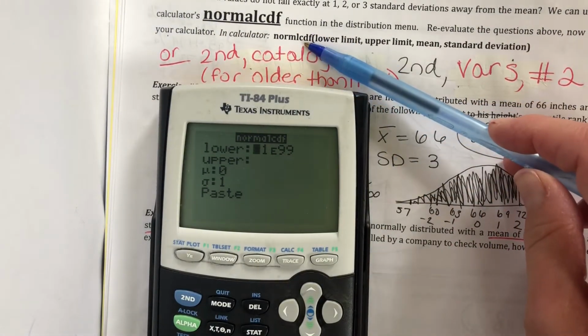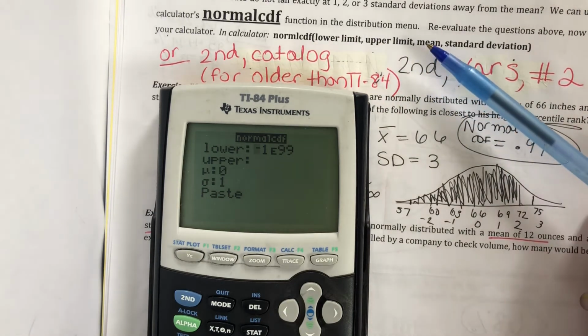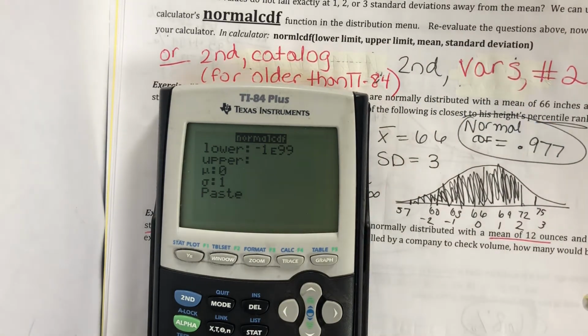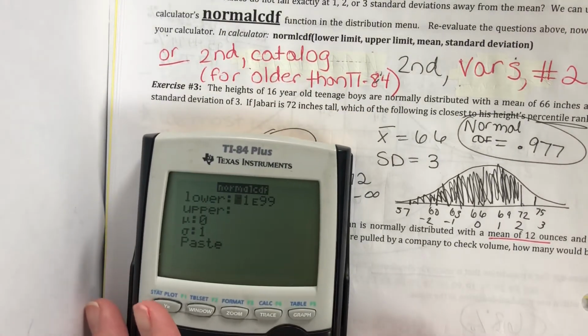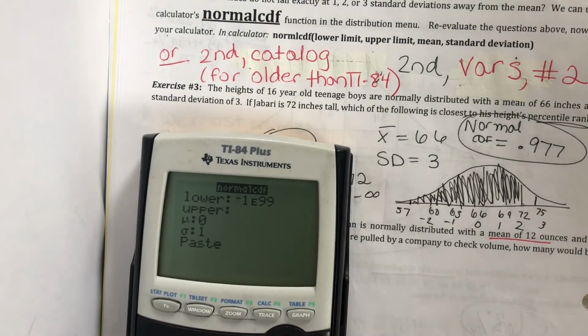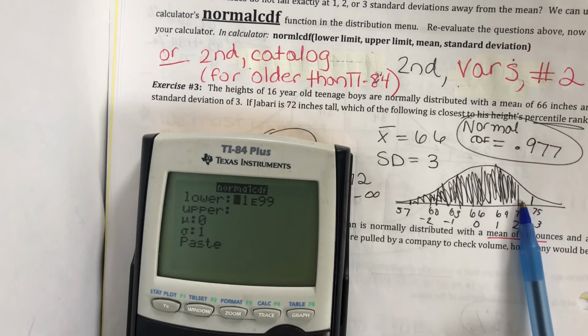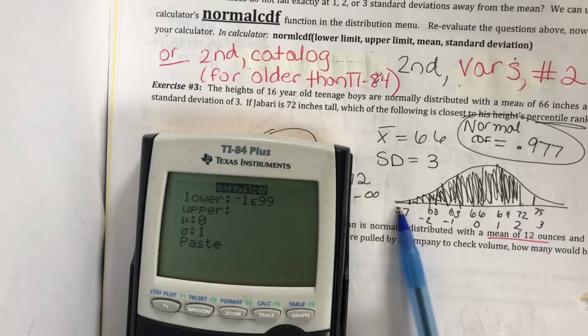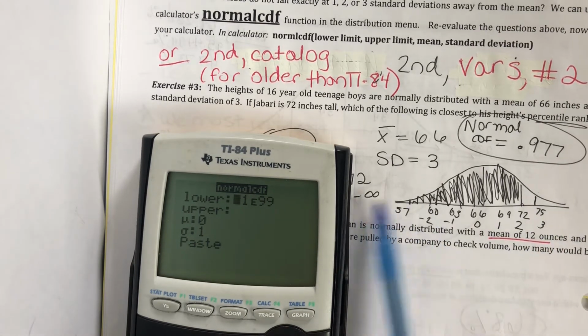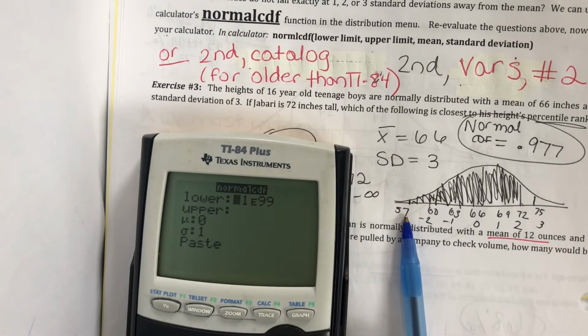Once you do norm CDF, you type in a lower, an upper. I'll tell you what that means in a second. The mean and standard deviation. Okay. So in this question, we want to know his percentile rank. So we want to know how many people is he taller than, okay? So the lower limit would be something really low, anything lower than what's 57.